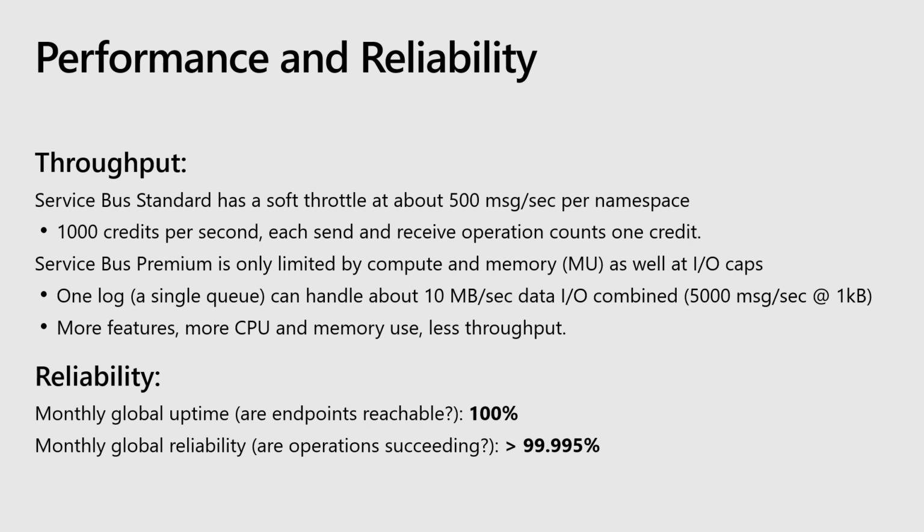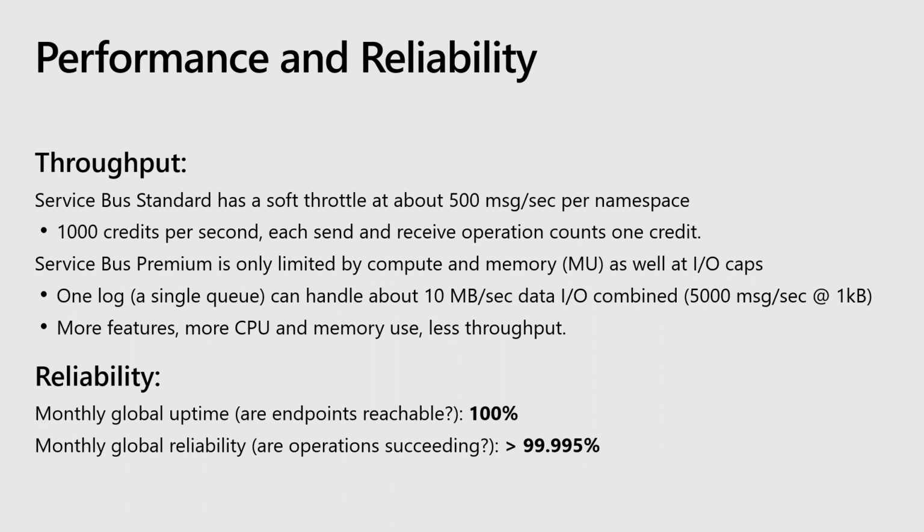And then lastly, let me talk about performance and reliability. Throughput. In standard, there's a soft throttle of about 500 messages per second per namespace. There's a credit-based model that's documented on the site. It will go faster. It will also go faster in bursts. You should not rely on that, though. We will throttle you when we see you over that limit.